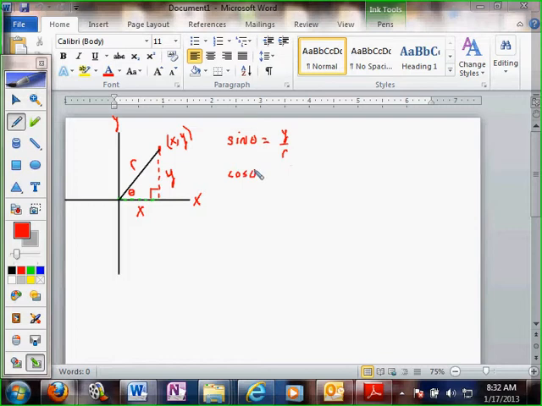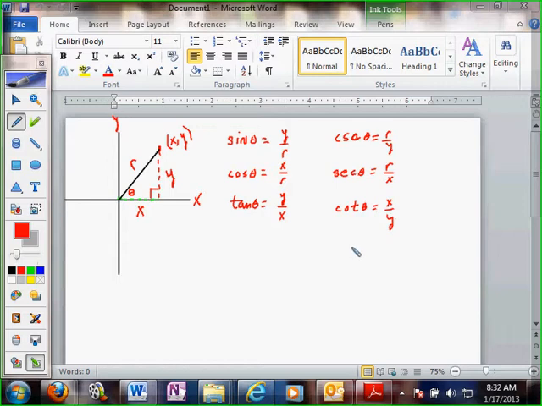Cosine theta is equal to x over r. Tangent theta is equal to y over x. Cosecant theta is equal to r over y. Secant theta is equal to r over x. Cotangent theta is equal to x over y.